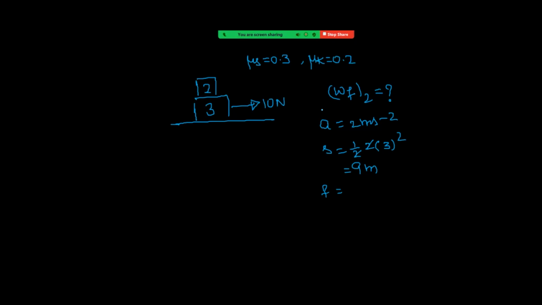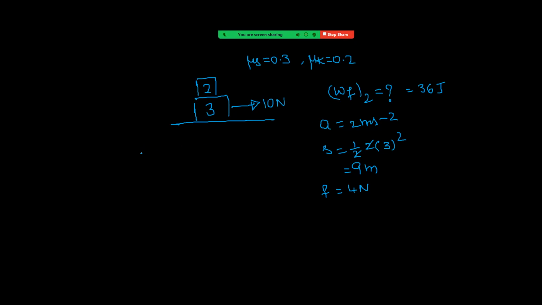Because acceleration 2 means the net force is nothing but the frictional force, okay? Therefore, frictional force is 2 into 2, that is 4. So by taking this, we got the work done by friction is 4 into 9, 36 joule. Okay. Now what I am saying is we can solve the same problem by using the work energy theorem.